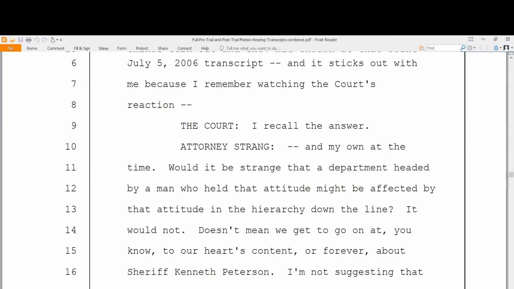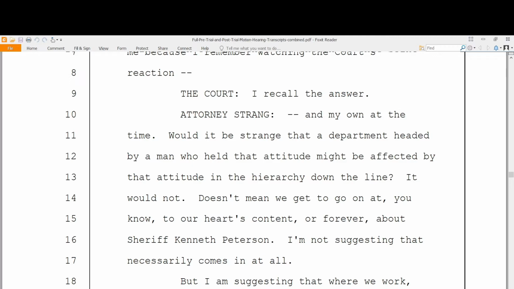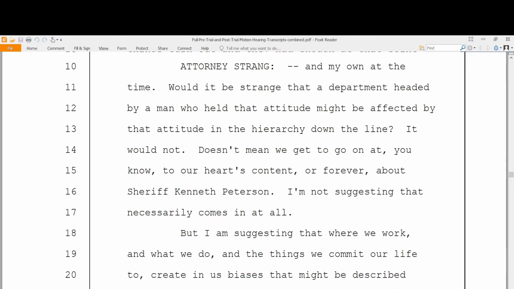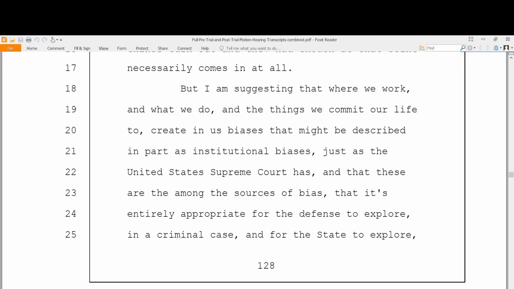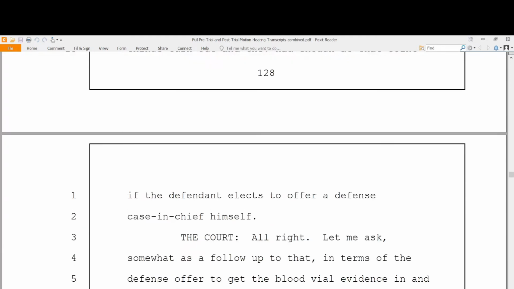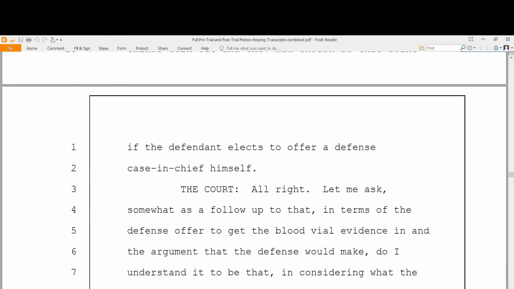Attorney Strang: Would it be strange that a department headed by a man who held that attitude might be affected, that attitude in the hierarchy down the line? The court: It would not. Doesn't mean we get to go on to our heart's content or forever without Sheriff Kenneth Peterson. I'm not suggesting that necessarily comes in at all, but I am suggesting that where we work and what we do and the things we commit our life to create in us biases that might be described in part as institutional biases, just as the United States Supreme Court has, and that these are among the sources of bias, and it's entirely appropriate for the defense to explore in a criminal case, for the state to explore, if the defendant elects to offer a defense case in chief himself.